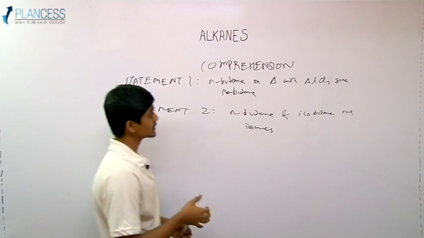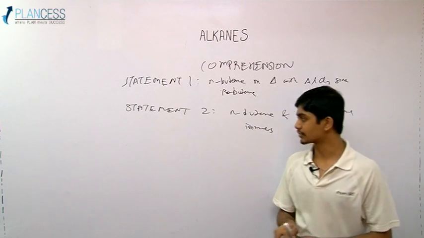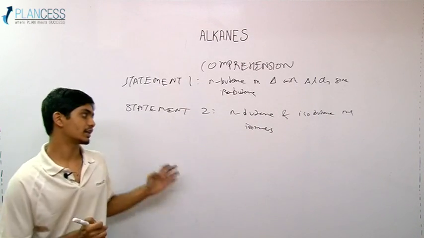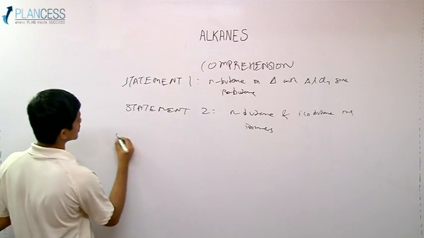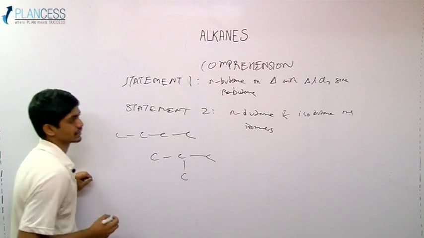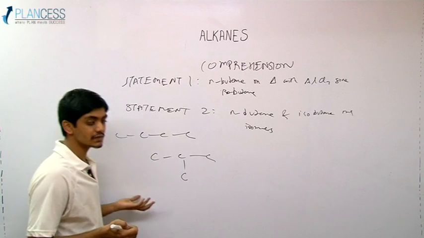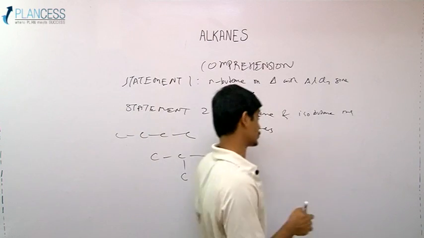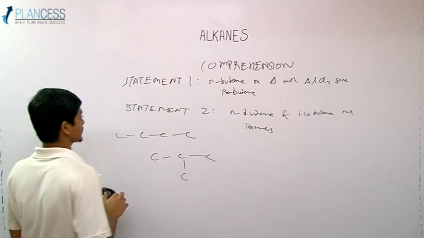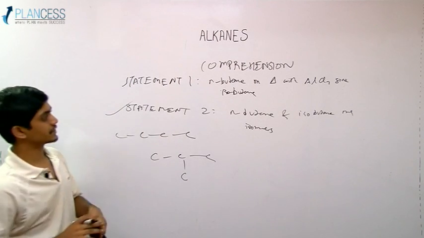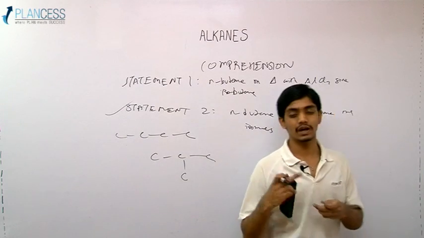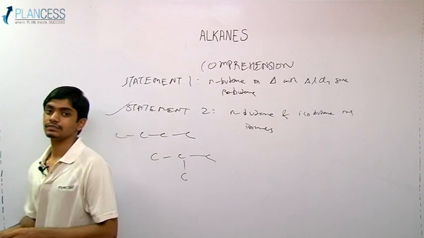Fine. Let us look at the correctness of each statement. Statement 2, N-butane and isobutane are isomers. N-butane is this, isobutane is this. So quite obviously they are right. The statement 2 is right. They are isomers. Correct. So our second statement seems to be correct. What about the first statement? N-butane on heating with AlCl3 gives isobutane. Is it right? I think so.